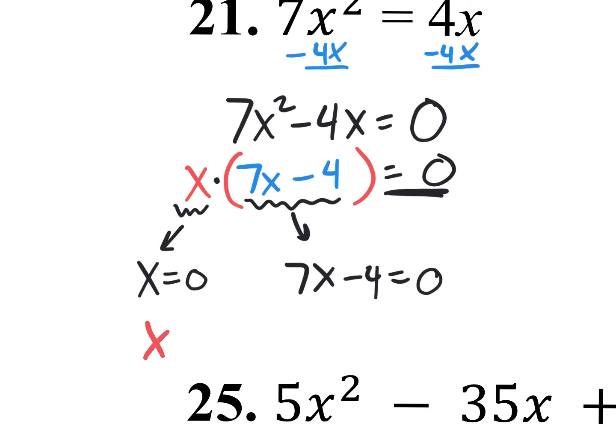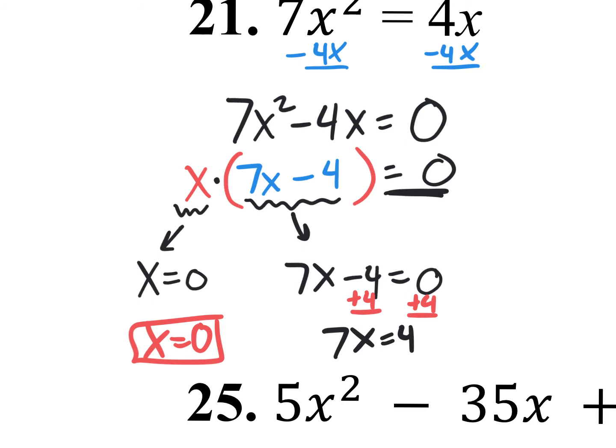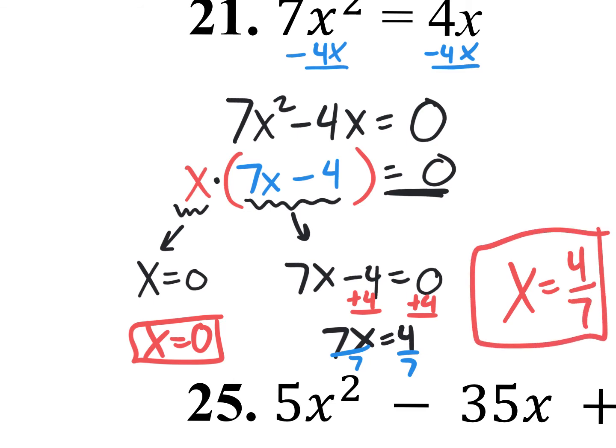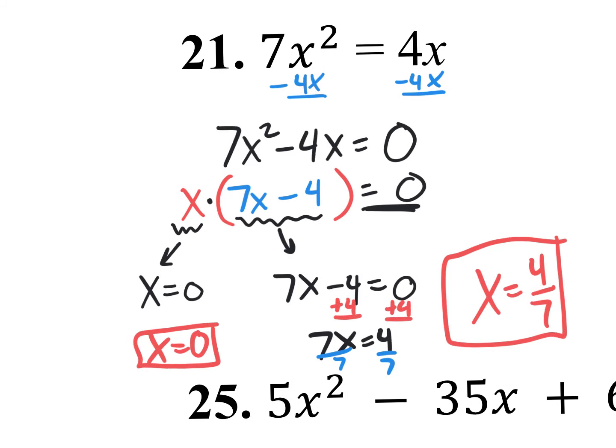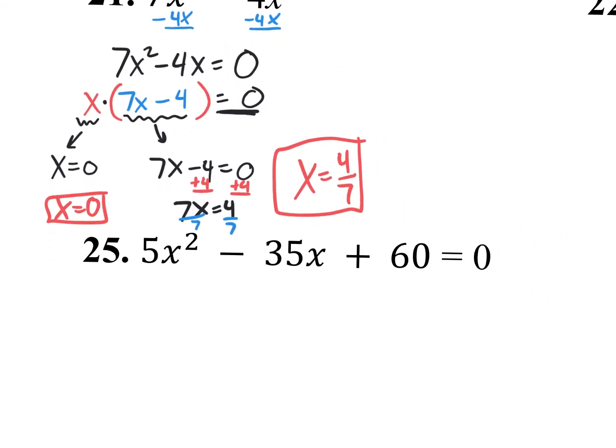Now if you think about it, that first one is already solved for you. X equals 0 is x equals 0. That's actually an answer. The other one, you're going to have to go plus 4, plus 4. You're going to have a 7x equals 4. Final step would be to divide by 7, divide by 7. So your answer there would be x equals 4/7. So your two answers for number 21 are x equals 0 and x equals 4/7. Make sense? Okay.